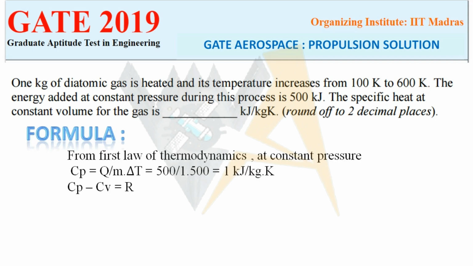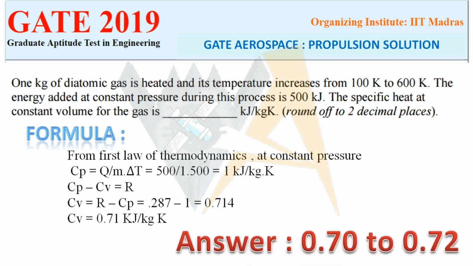And now recalling the calorifically perfect gas, we get Cp minus Cv equals R. We know the respective values: R is 0.287 and Cp we got as 1, and when we substitute the values we get Cv, the specific heat at constant volume, as 0.714. Rounded off to 2 decimal places we can write Cv equals 0.71 kilojoule per kg Kelvin, and the answer can range from 0.7 to 0.72.